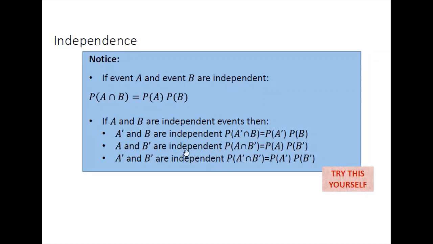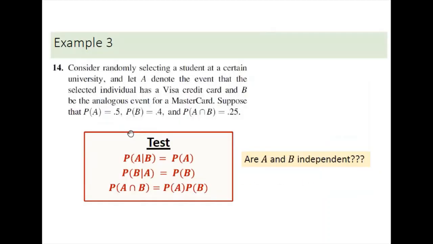So remember that if A and B are independent, then A prime and B are independent, A and B prime are independent, and A prime and B prime are independent as well. You can prove this easily. Now look at this example.